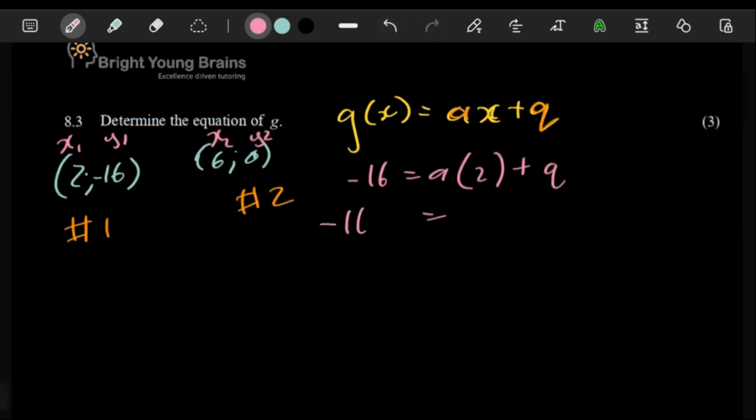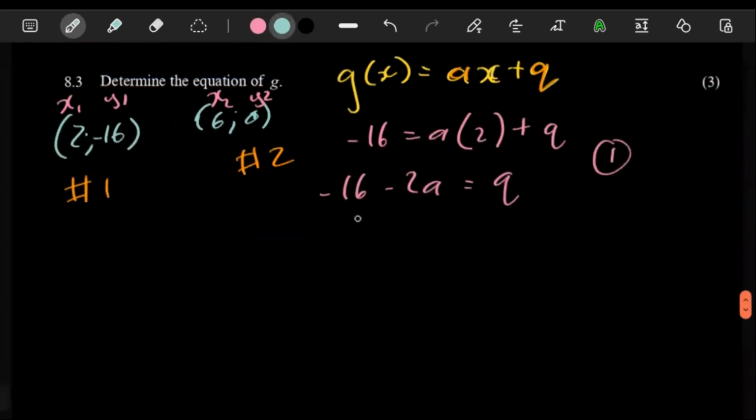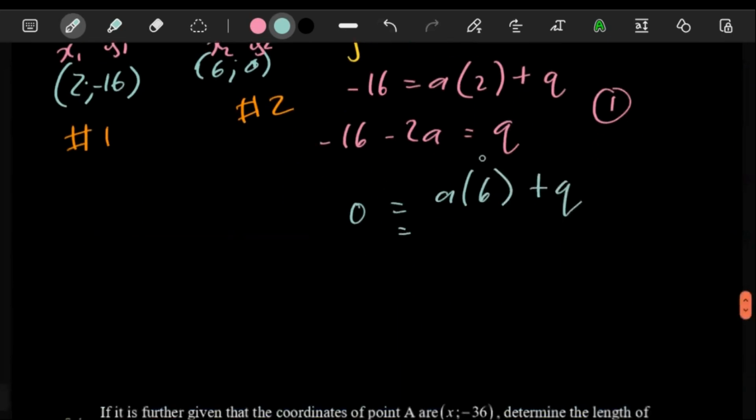This is going to be negative 16 plus 2a. Let me just step this out here. Move this to the left. Negative 16 minus 2a equal to q. So we can label this equation number 1, right? Equation number 2, we will have these coordinates, y as 0, and the x value is 6, so times 6 over there. And then, again, here we can take the negative 6a to the other side and label this equation number 2.